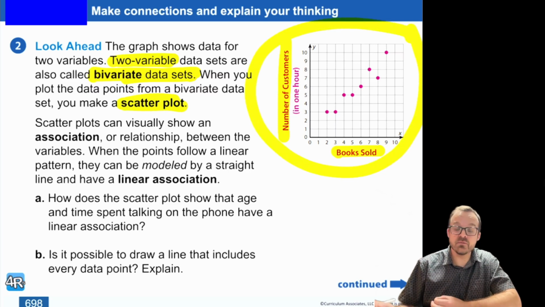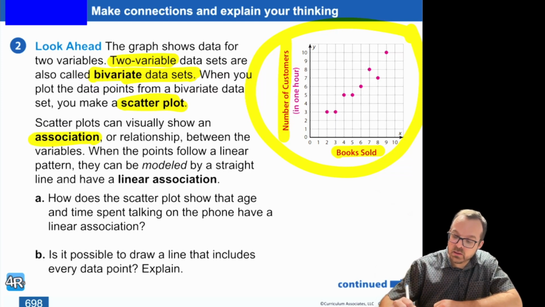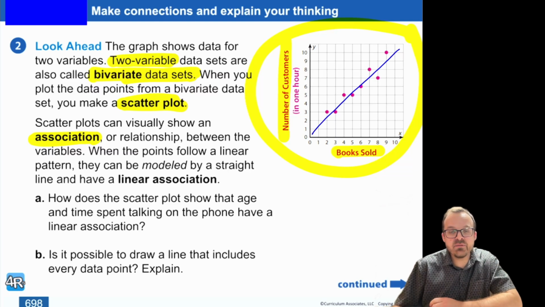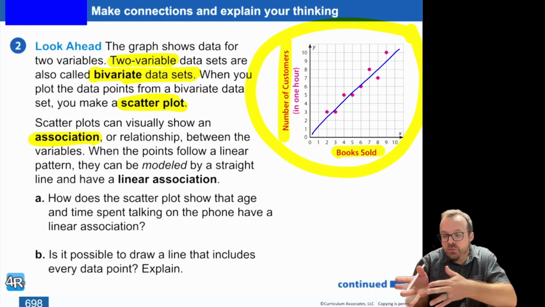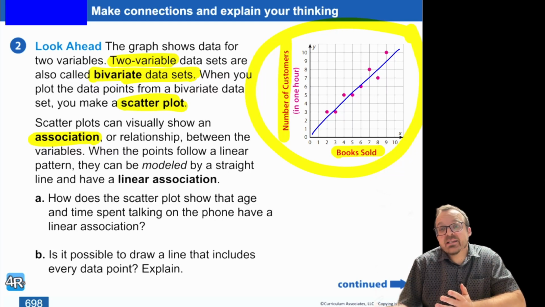Scatter plots can visually show an association, all right? What we're looking for this year are linear associations. Basically, if I look at all those little plotted points there, does it basically make a straight line? If it makes a straight line, then it has a linear association.